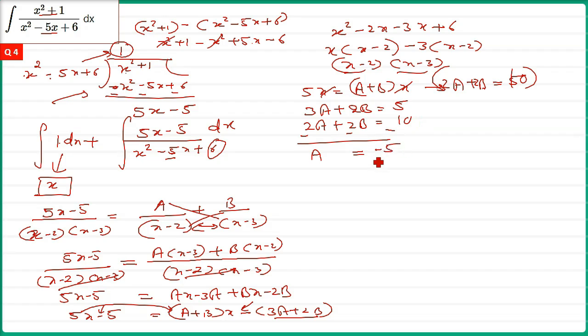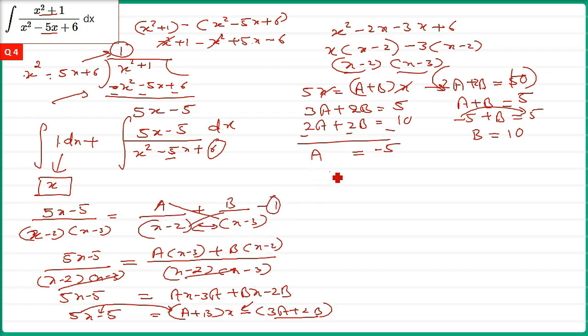So a is negative 5, and you already know a plus b was equal to 5. What will be b? b will be equal to 5 plus 5, which is going to be 10. So this is all you have already done in the previous standards. Now we will go forward with the integration.